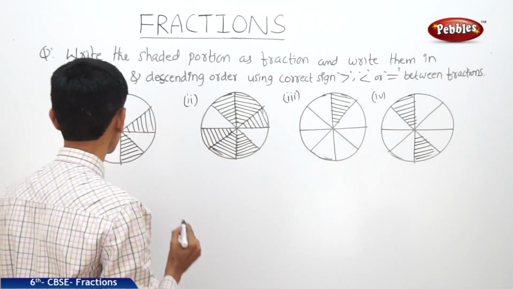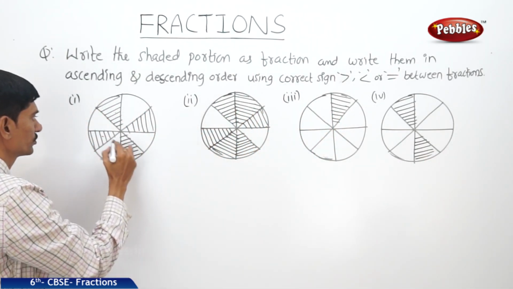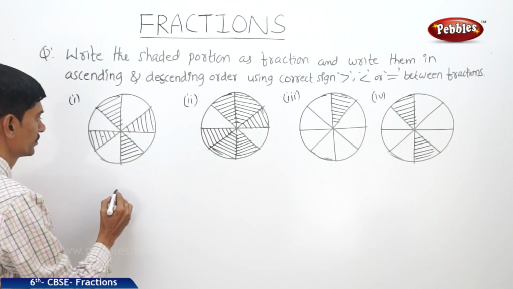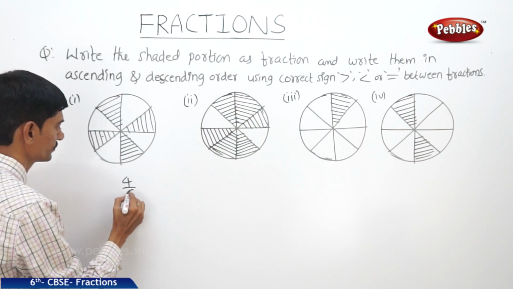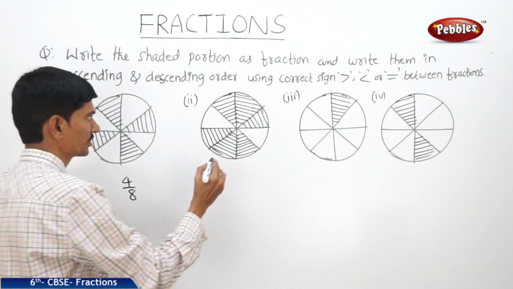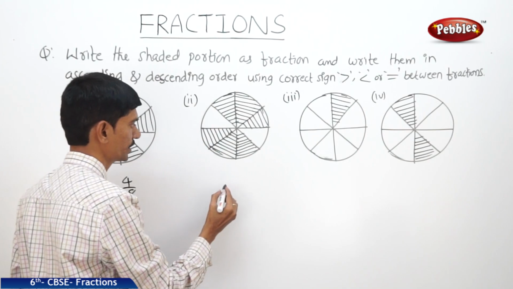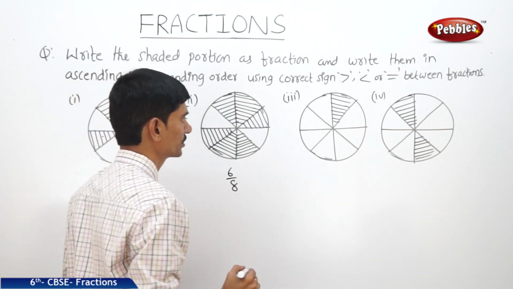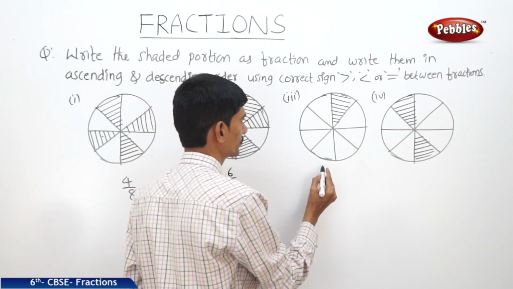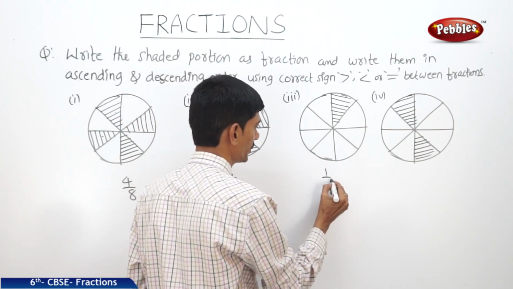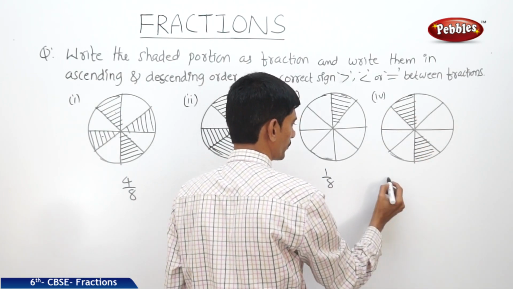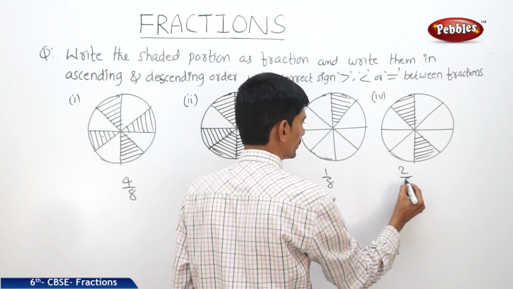Now in the first case, 1, 2, 3, 4 parts are shaded out of 8 equal parts, so it is 4 by 8. In the second case, 6 parts are shaded out of 8 parts, so it is 6 by 8. In the third case, only one part is shaded out of 8 equal parts, so it is 1 by 8. And in the fourth case, 2 parts are shaded out of 8 equal parts, so it is 2 by 8.